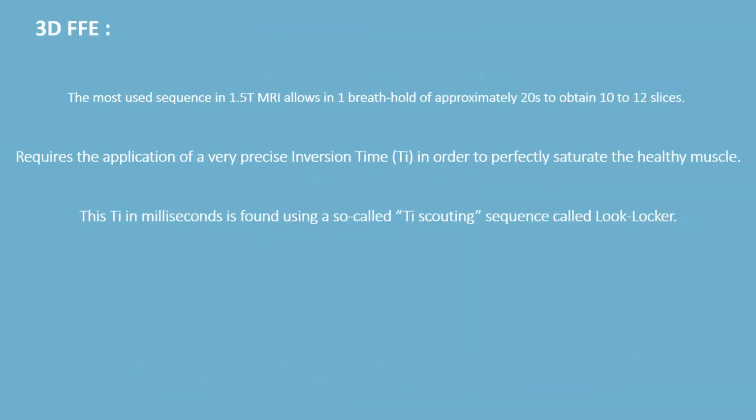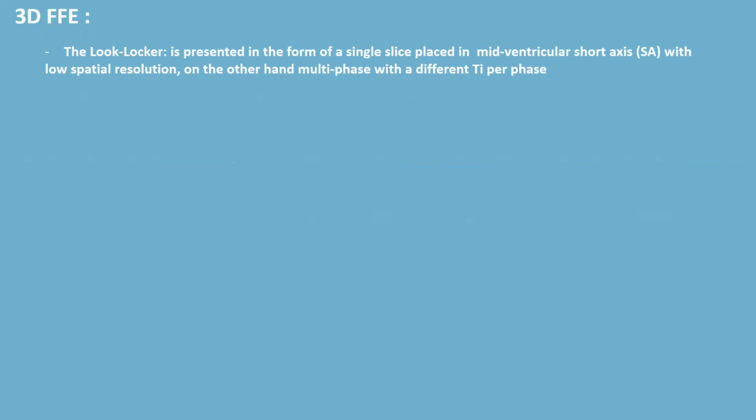For the 3D sequence, fast field echo is the most used sequence in 1.5 T MRI machines. It allows, in one breath hold of approximately 20 seconds, obtaining between 10 or 12 slices. It also requires application of a very precise inversion time in order to perfectly saturate the healthy muscle. This inversion time in milliseconds is found using a so-called T scouting sequence called Look-Locker. The Look-Locker sequence is presented in the form of a single slice placed in the mid-ventricle of the short axis with a low spatial resolution.